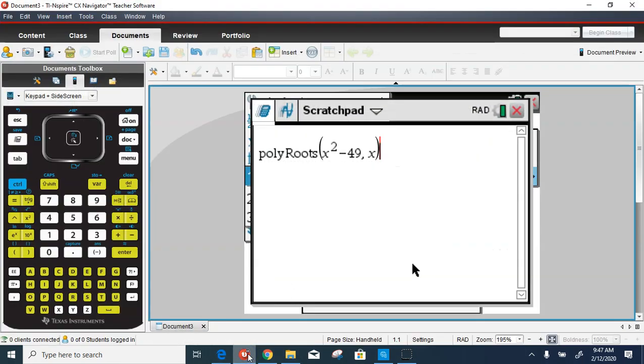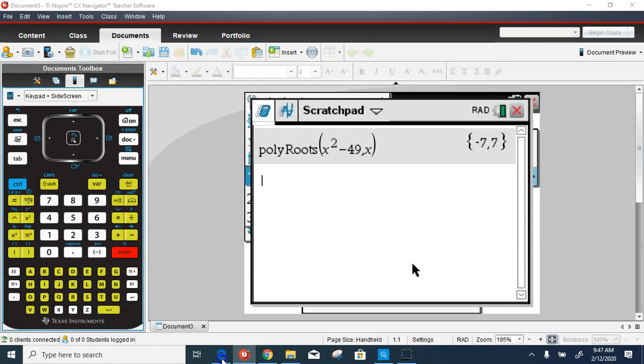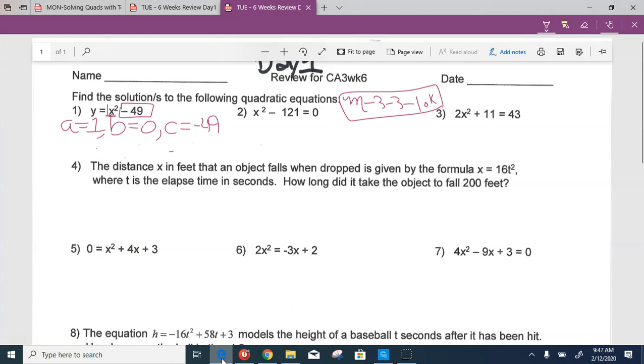Now go ahead and press enter. Negative 7 and positive 7. So my solutions would be x equals, it doesn't tell us how to write it, so I'll just use the regular set notation. That's going to be negative 7, positive 7. All right, so that's number 1. Let's go ahead and go on to number 2.